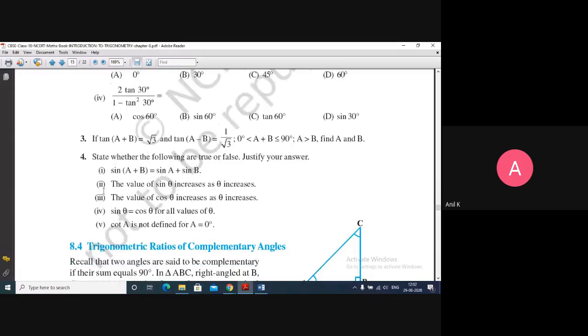Okay, now I'll come to the third question. If tan(A + B) equals root 3 and tan(A − B) equals 1 by root 3, and the sum of angles A and B lies between 0 and 90 degrees and A is greater than B, find A and B, that means the values of A and B. It is very easy.